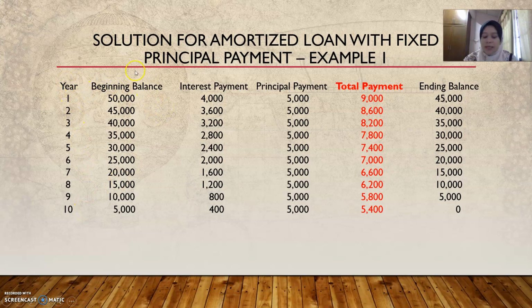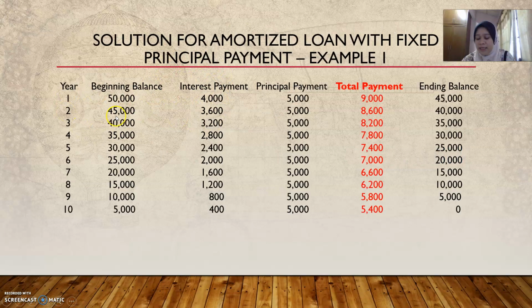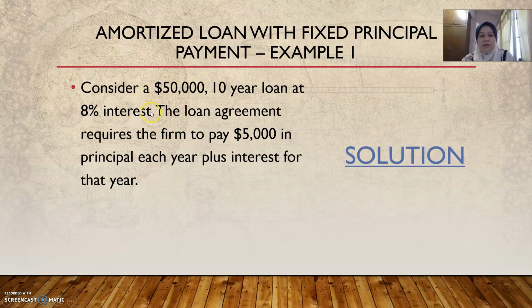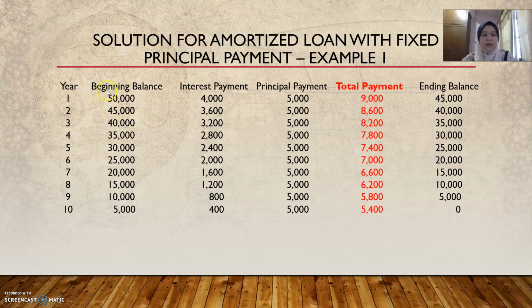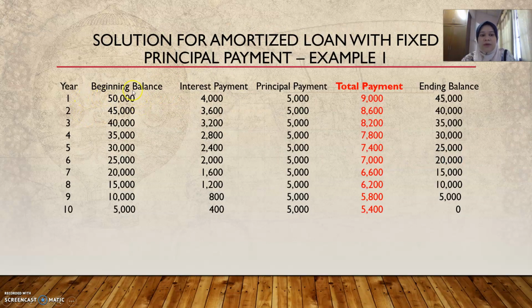The beginning balance will be the loan amount, which is 50,000. And then the interest payment, 4,000. How are you going to get this 4,000? Because the interest rate is 8%, so 8% times 50,000, you get 4,000. That's how you're going to get 4,000.